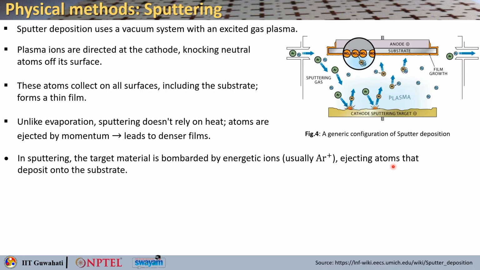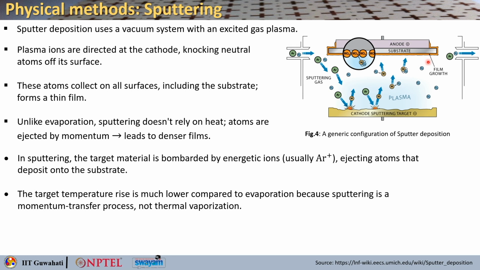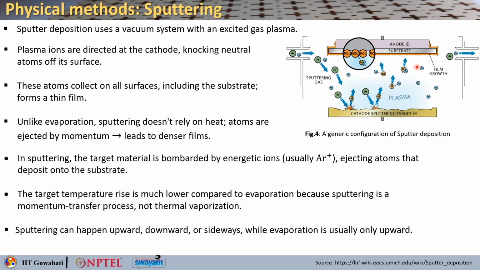So, in sputtering, the target material is basically bombarded by energized ions, which is typically argon plus, as you can see, and they are ejecting the materials that will be essentially deposited onto the substrate. So, you will get the film growth here. So, the target temperature rise is much lower as compared to the evaporation, because sputtering is basically a momentum transfer process, not a thermal evaporation. And sputtering can happen upward, downward or sideways, while evaporation can only happen upward.